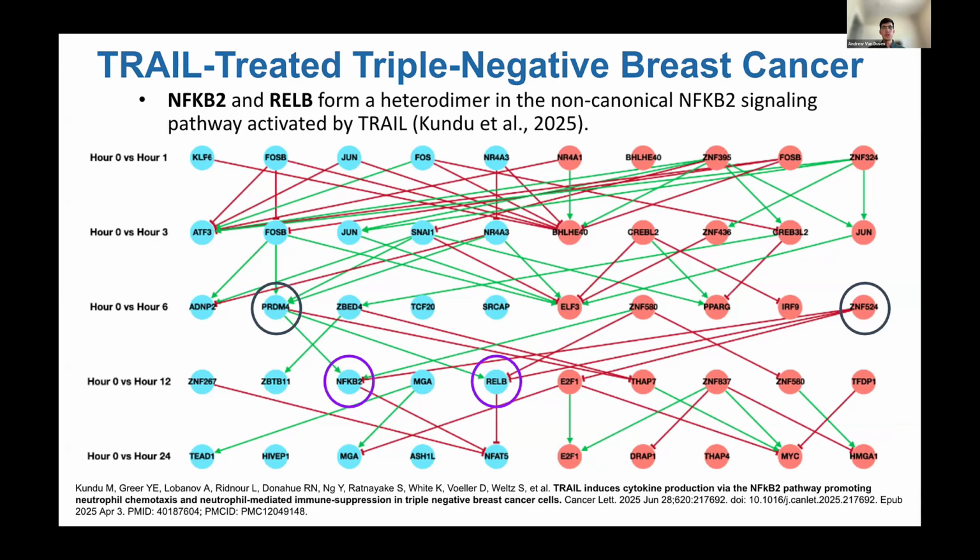Looking at the network, we also see that PRDM4 and ZNF524 regulate both NF-kappa B2 and REL-B. So therefore, a plausible hypothesis could be that PRDM4 acts as a direct positive regulator of NF-kappa B2 and REL-B, while ZNF524 acts as a direct negative regulator. PRDM4 and ZNF524 are not documented in the literature to regulate NF-kappa B2 or REL-B, so these could act as a hypothesis for novel regulatory mechanisms.